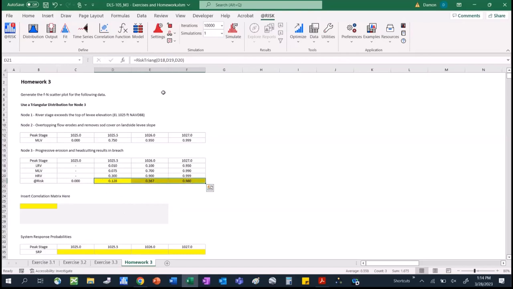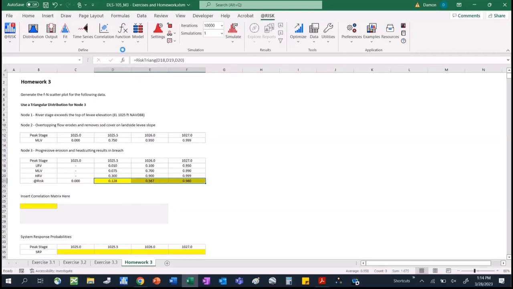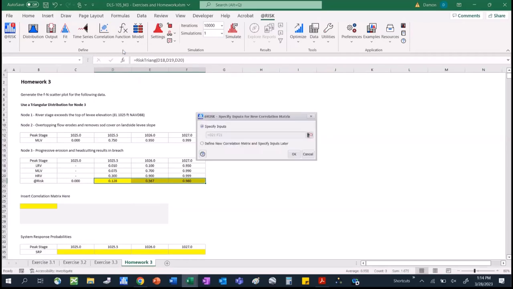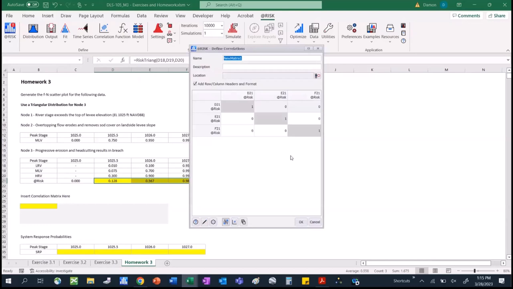So I'm going to highlight these three values and go up to correlation and then click define correlation matrix. And it's going to ask me to specify the inputs. I've already highlighted those cells, so I should see D21 to F21 in the box. I'll click OK. And then it's going to give me the correlation matrix. I can rename it if I want. I can add a description if I want. I usually just leave those blank. When you name them, it is a little more helpful when you start looking at some of the outputs that @RISK can provide for you.